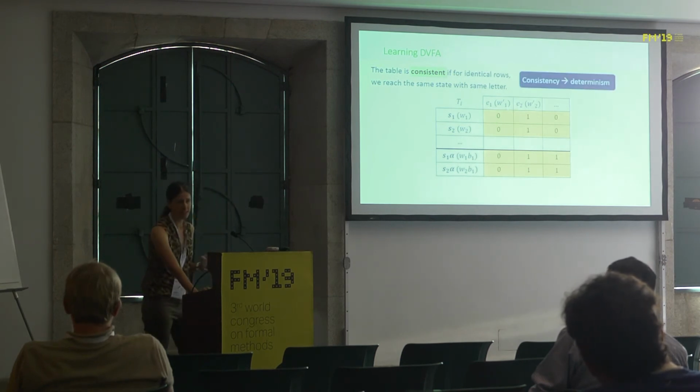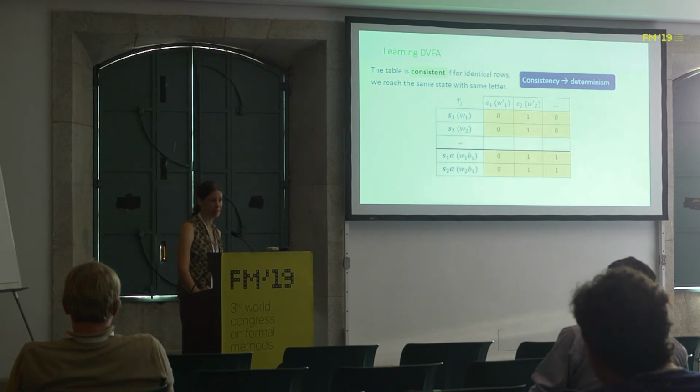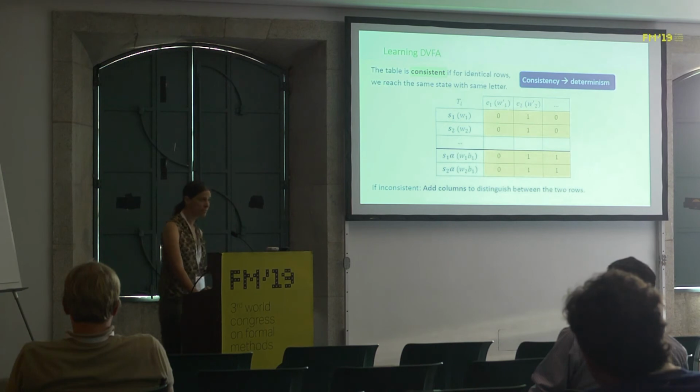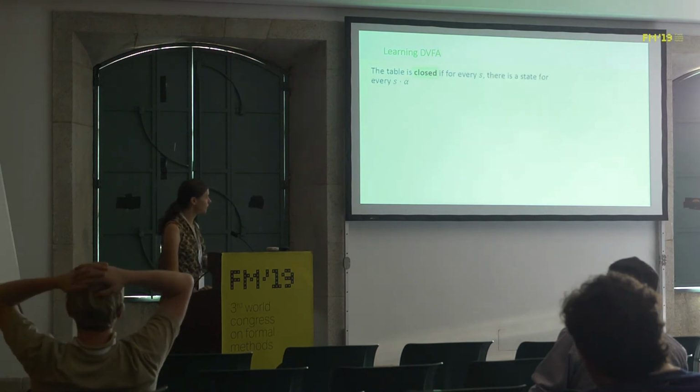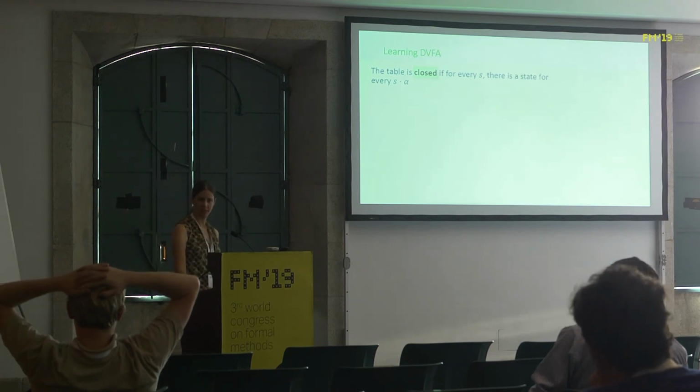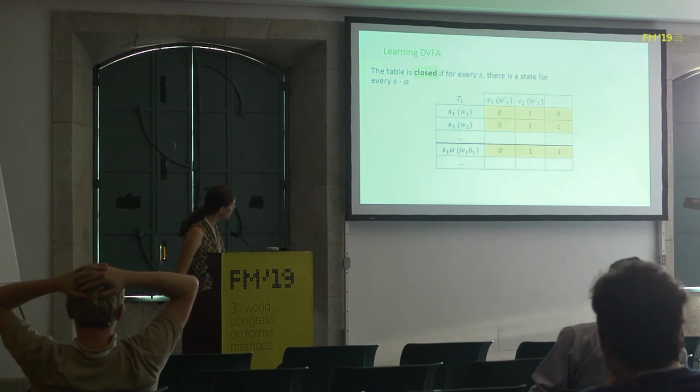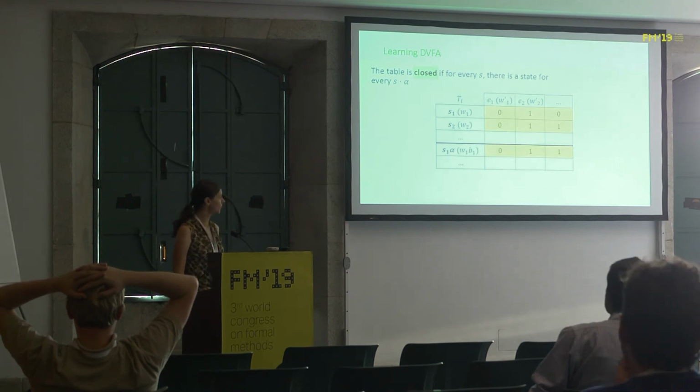Okay, so consistency essentially means determinism. And if the table is inconsistent, we can add columns to distinguish between the rows in case they are not the same. And the table is closed if for every state S, there are continuation states for every variable. Okay? So in this case, S1 reads alpha, we reach 0, 1, 1. So we want 0, 1, 1 to appear in the upper part.